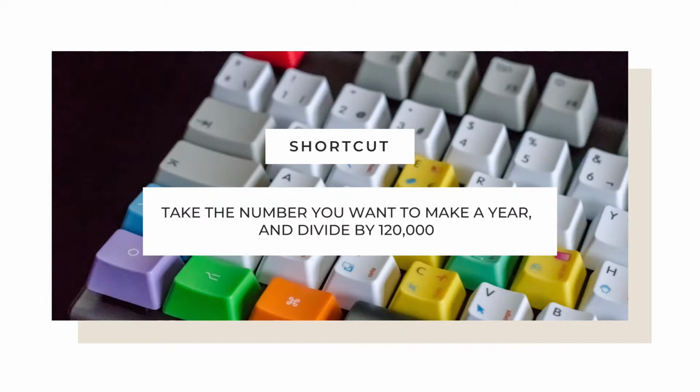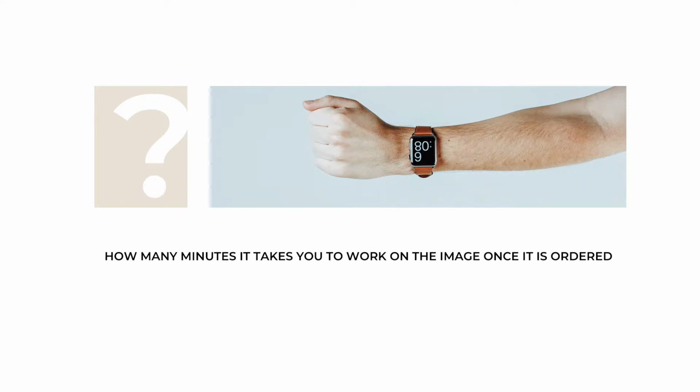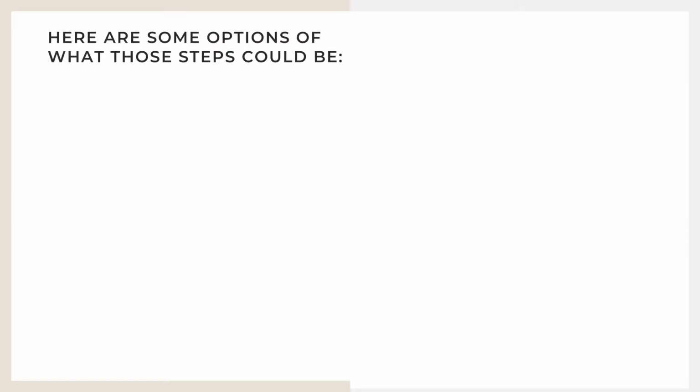Next, it's time to figure out how many minutes it takes for you to work on the image once it's ordered. Okay, now this is about your process. Write down all the steps you go through after you get an order. Here are some options of what those steps could be, just to spark your brain. Okay, you're gonna pull the image, maybe you're gonna do some retouching, you're gonna do any last minute cropping and resizing because now you know what it's gonna go into, like the aspect ratio you need, design work if it's a book, you're gonna place the actual order.